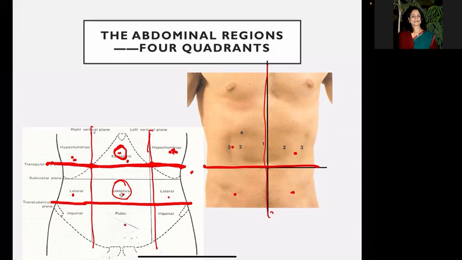And below the transtubercular line, in the middle is the pubic or hypogastric region, and on either side, left and right inguinal regions. So in the middle, from superior to inferior, is the epigastric region, umbilical region, and pubic or hypogastrium. On the left side, hypochondriac, left lateral, and left inguinal region. On the right side, right hypochondriac, right lateral, and right inguinal region.